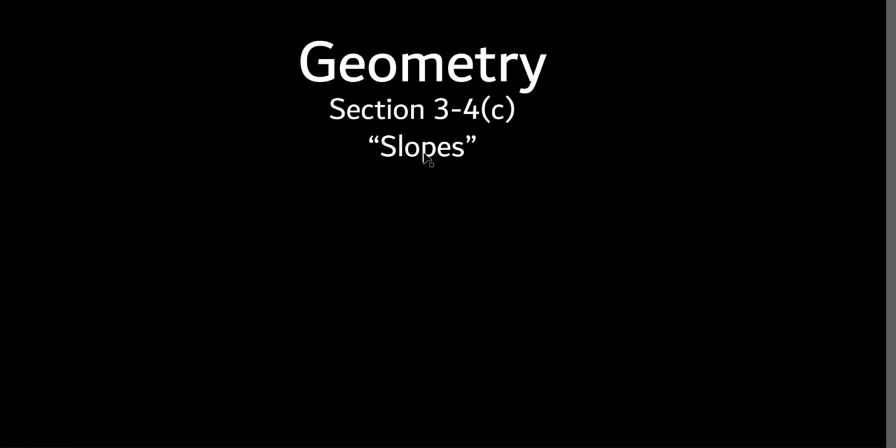What was the first topic we did on this section? Find the what? The distance. What was the second one? We just went over it. Find the midpoint. Obviously, the third one is the slope. So the slope basically is this. It just tells you how steep a line is.